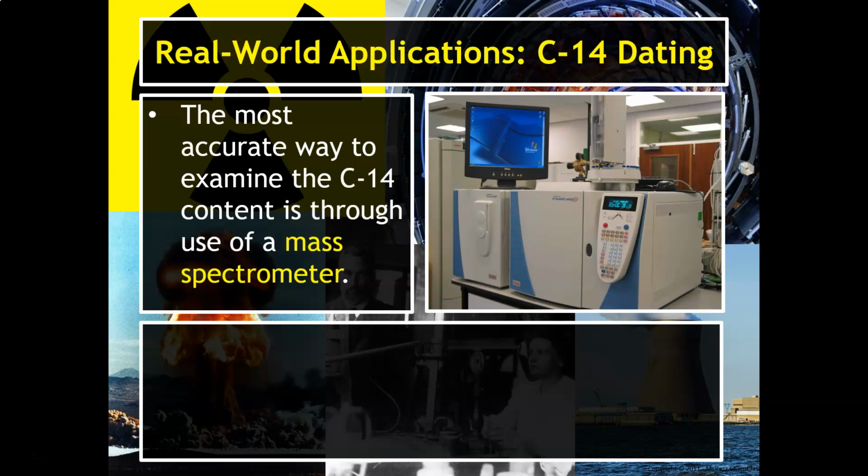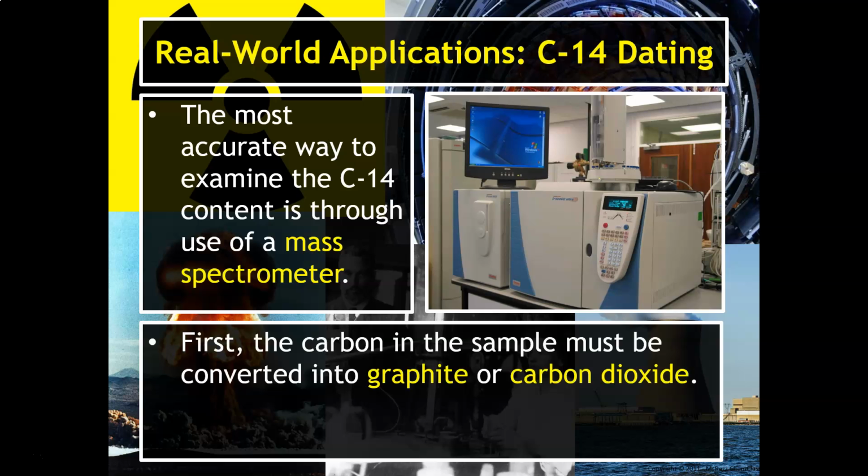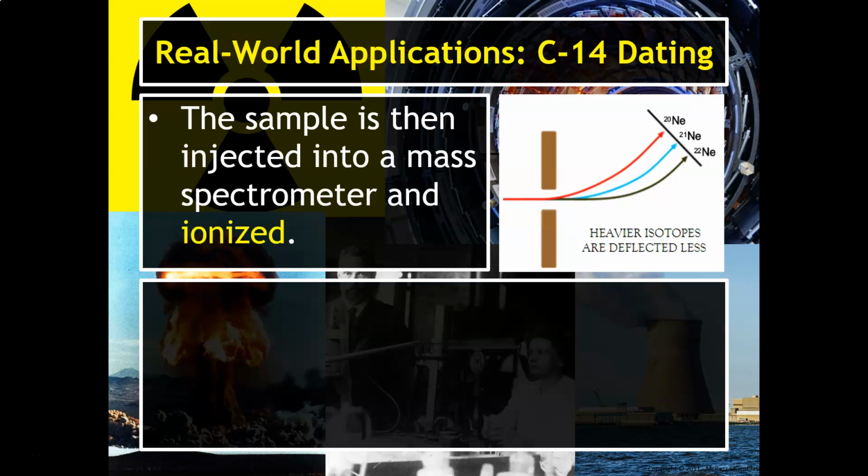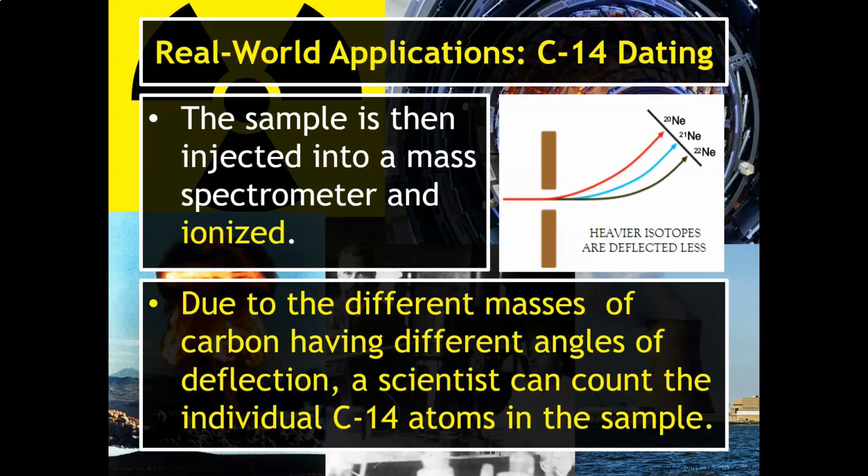The most accurate way to examine the C14 content is through use of a mass spectrometer. First, the carbon in the sample has to be converted into graphite or carbon dioxide. This can be done by burning a portion of the sample. The sample is then injected into a mass spectrometer and ionized. Based on the path that the different isotopes take, we can determine how many C14 atoms are present in the sample.